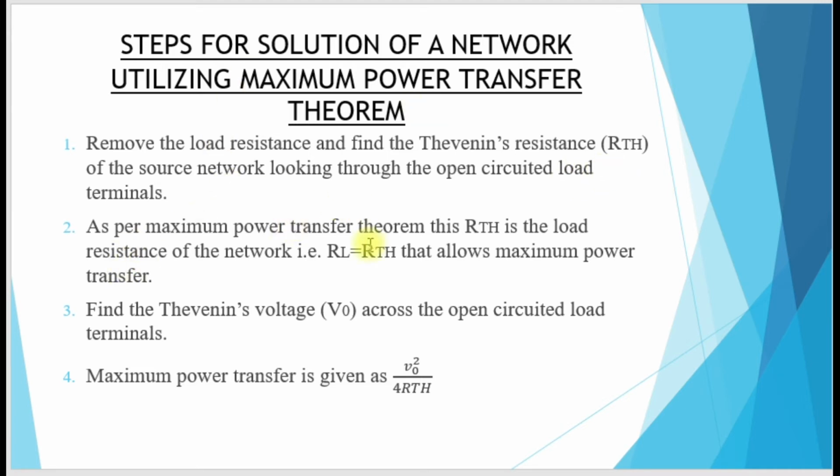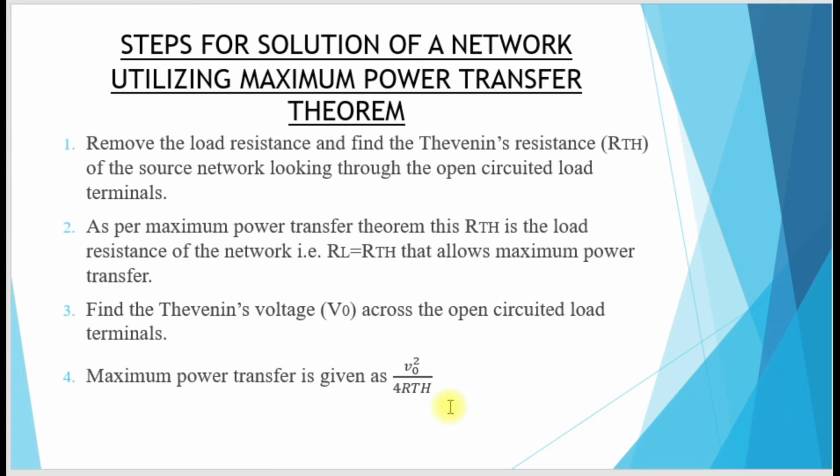As per the maximum power transfer theorem, this RTH is the load resistance of the network. That is, when RL is equal to RTH, that allows maximum power transfer. Then you have to find out the Thevenin's voltage V0 across the open circuit load terminals. Maximum power transfer is given as V0 square divided by 4 RTH. Pmax is equal to V0 square divided by 4 RTH.